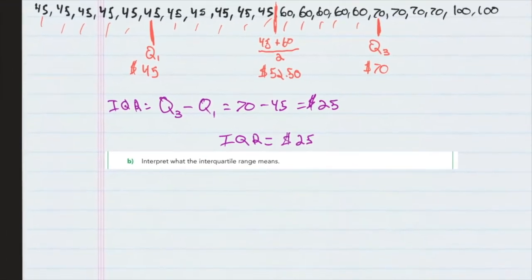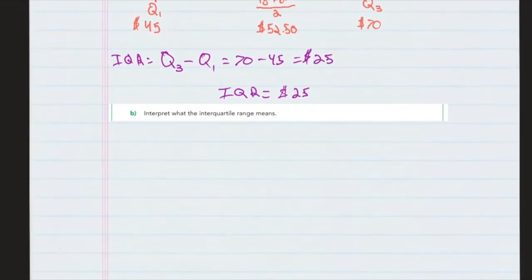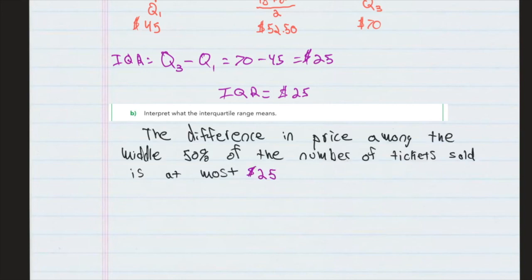And then it asks me to interpret what the interquartile range means. And this means that the difference in price among the middle 50% of the number of tickets sold is at most $25. And I just wrote it out for you there. So the difference in price among the middle 50% of the number of tickets sold is at most $25.